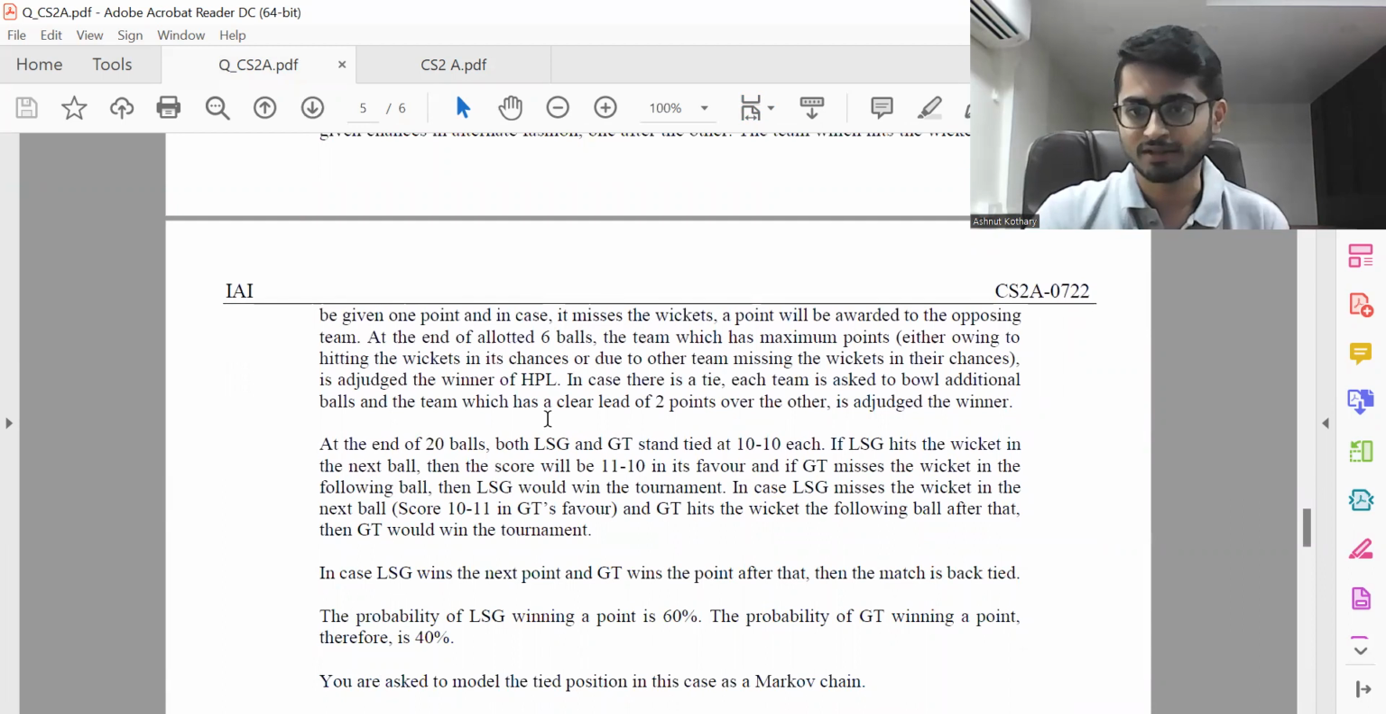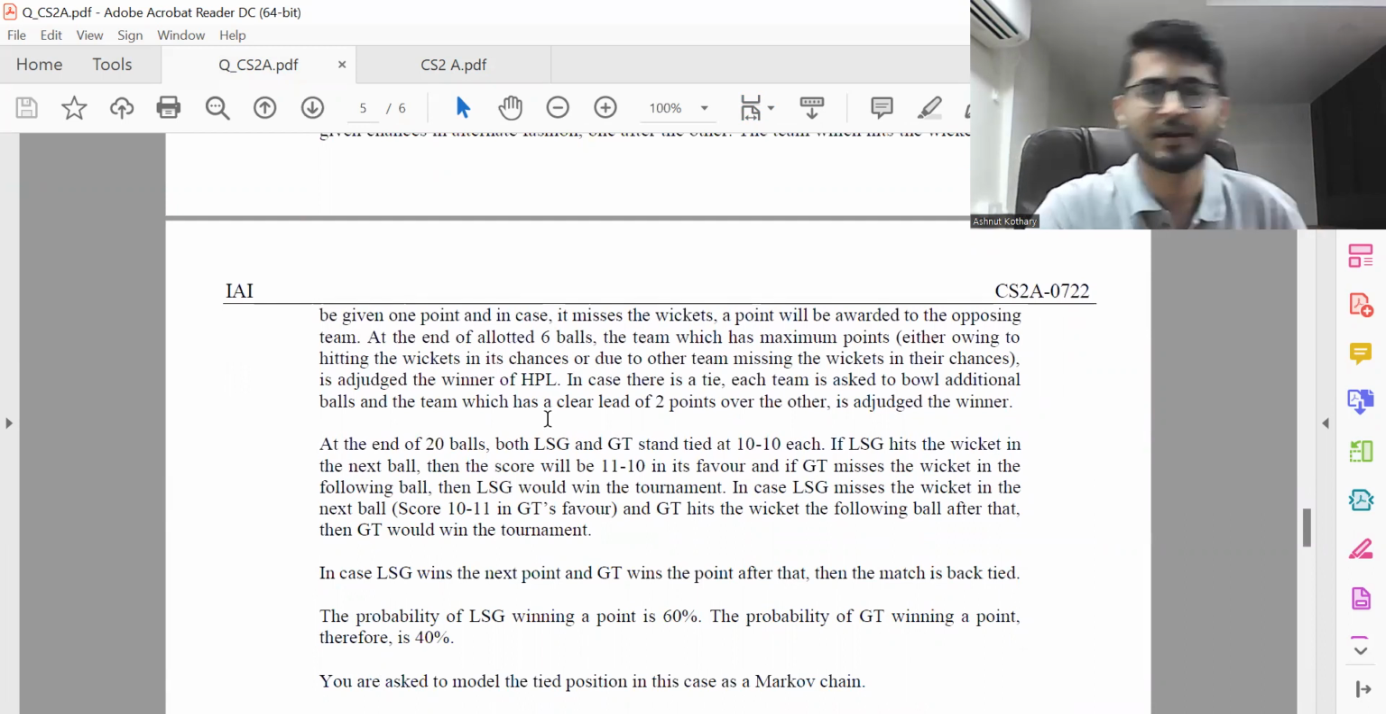It is a kind of bowl-out, which was there probably during 2007 or 2008 when T20 was introduced. In case of a tie, there used to be a bowl-out, and if you remember, India did win a particular bowl-out versus Pakistan, probably in a league game. They were in the same group. That is what I recall right now.